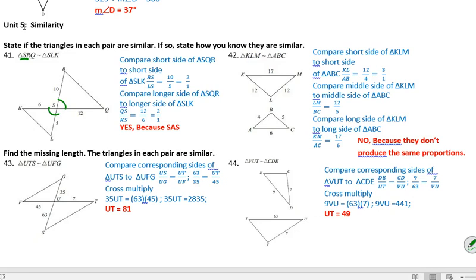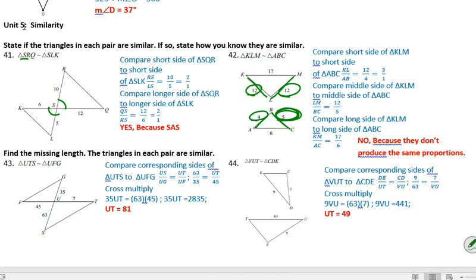Then with number 42, we're going to compare each pair of sides. Here we've got a short side congruent, right? 4 and 5, I can see immediately that there's no way these could be similar, because if that's 12 and that's 4, and this is 12, then this should be 4, but it's not. We're not going to get the same ratios either, because 12 over 4 is 3 over 1, 12 over 5 is 12 over 5, and 17 over 6 is not even the same as 3 over 1.